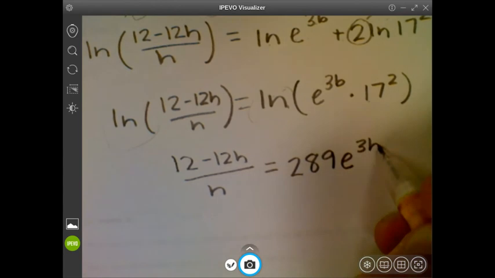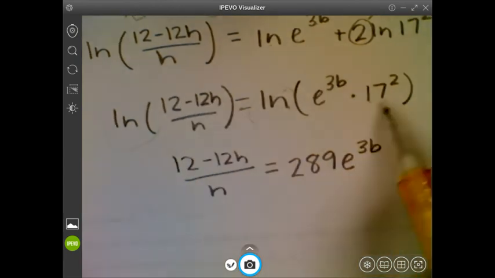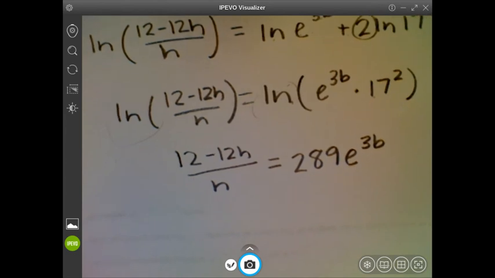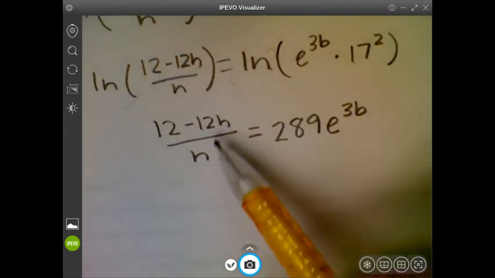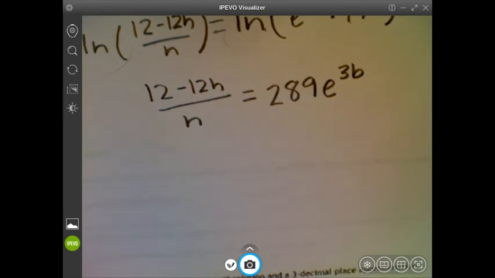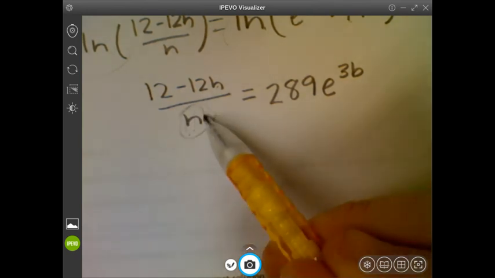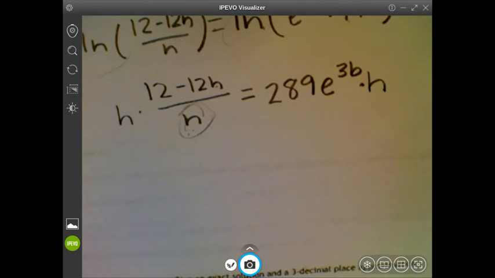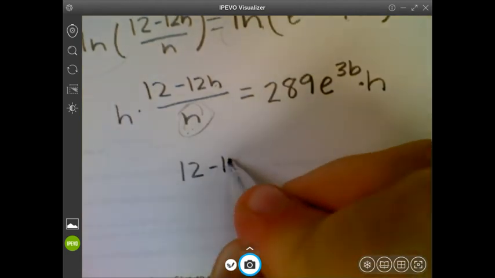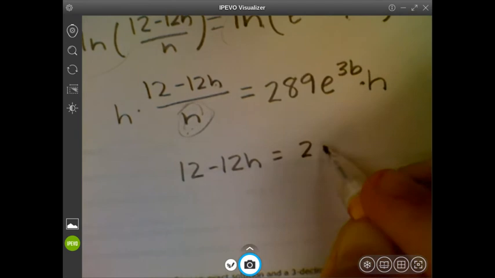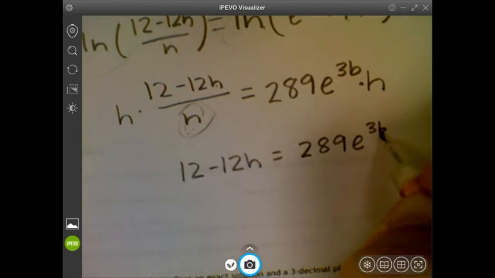So we can go ahead and change that so that this inside of the natural log is equal to this inside of the natural log. All right, and from there you can just work on trying to solve for h. So we're kind of out of the world of natural logs now, and we're just working on getting that h by itself. So the problem is there's two of them. This one's in a denominator, so this is going to be kind of interesting. So you can take this h and get it out of the denominator by timesing by h. So times both sides by h. So this would be 12 minus 12h equals 289 e to the 3b times h.